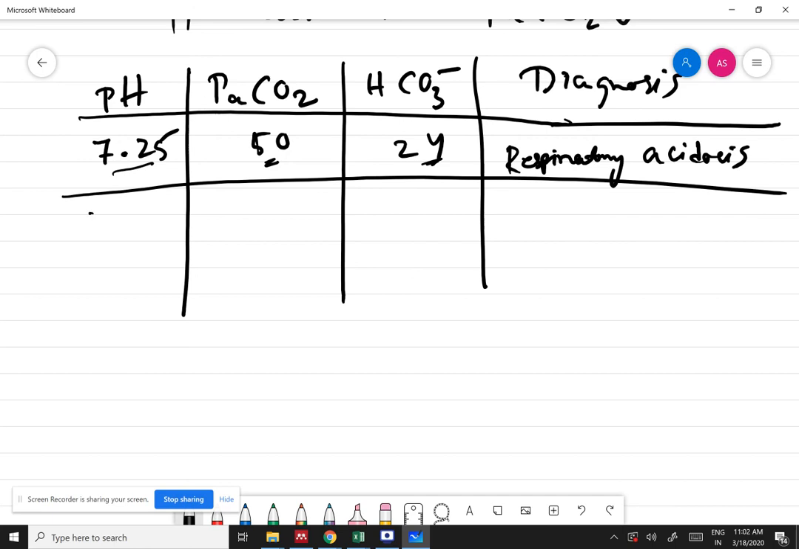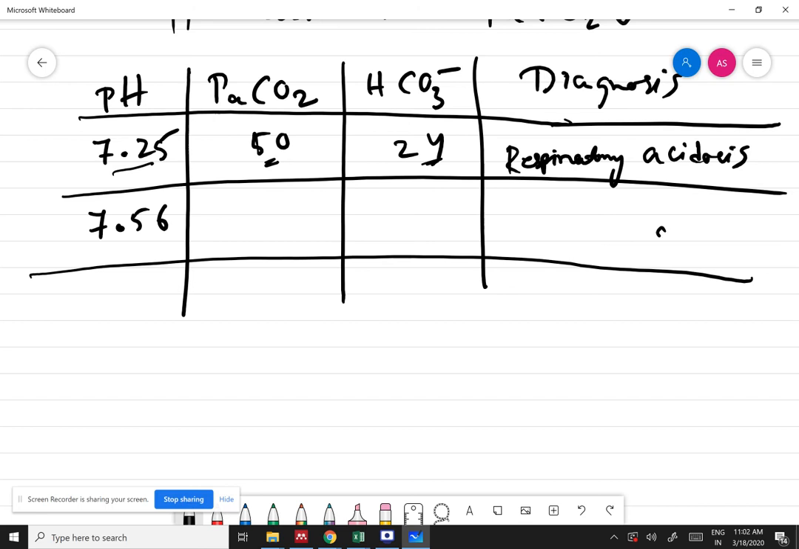Now suppose the pH is given as 7.56. That means it's more than 7.45, so this is definitely alkalosis. PaCO2 is given as 28, and HCO3 minus is given as 22. The normal range of PaCO2 should be between 35 and 45, so this is less than 35. That means this is causing alkalosis because it has gone below the normal value.